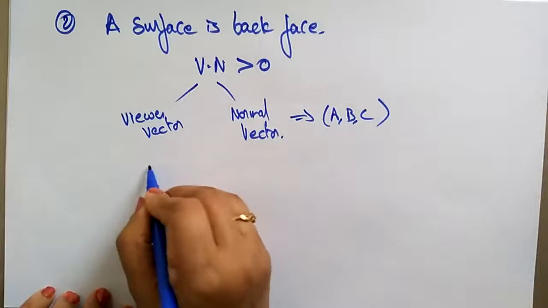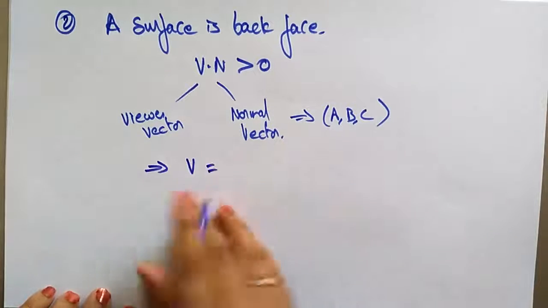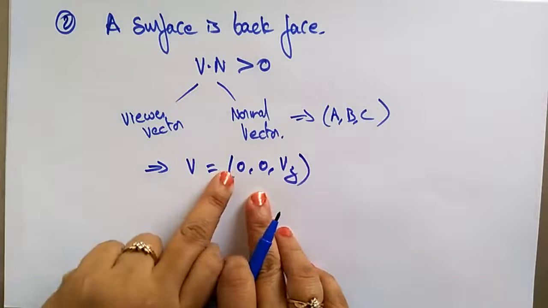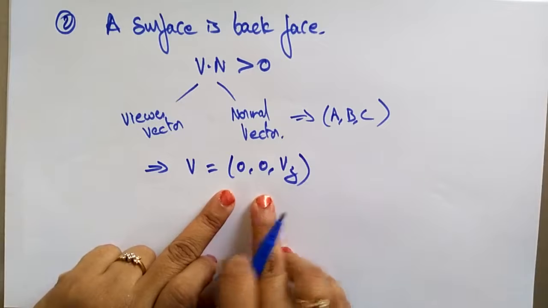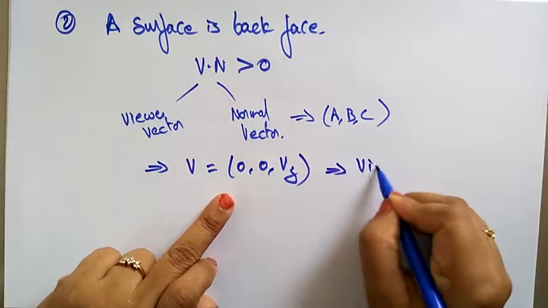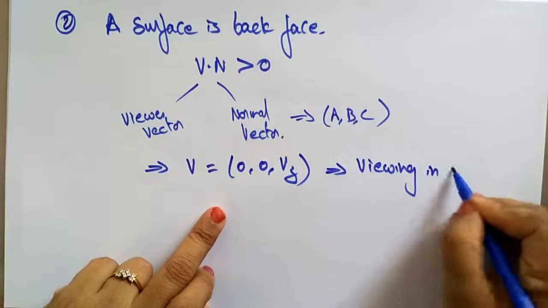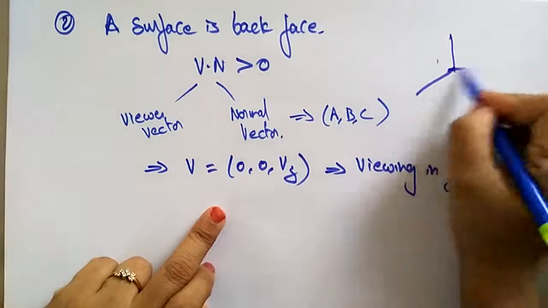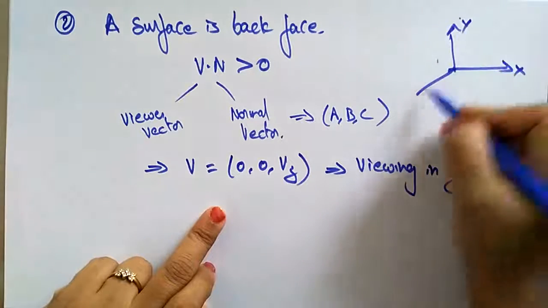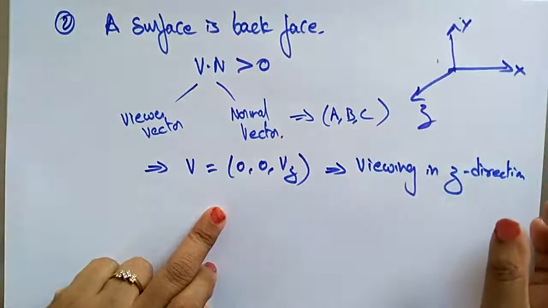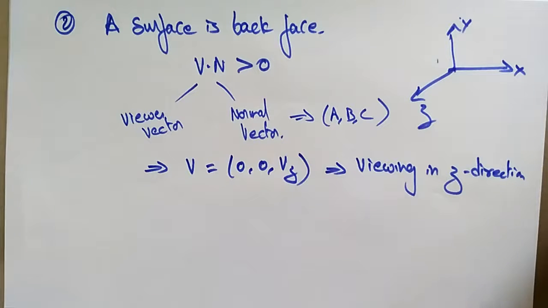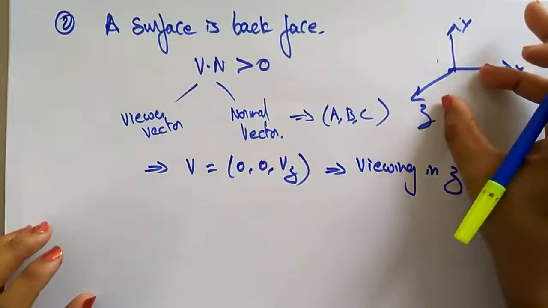Let me tell you. First calculate V. Let's take V equal to 0, 0, Vz. Why am I taking this? Here, let us consider viewing in the Z direction. There are three directions, right? X, Y, Z. Why have I taken the Cartesian coordinates? Because this is an object space method. The back face detection is an object space method.